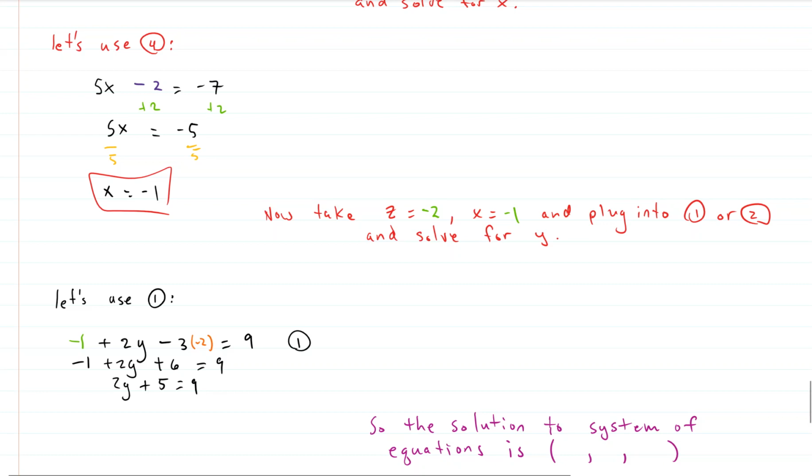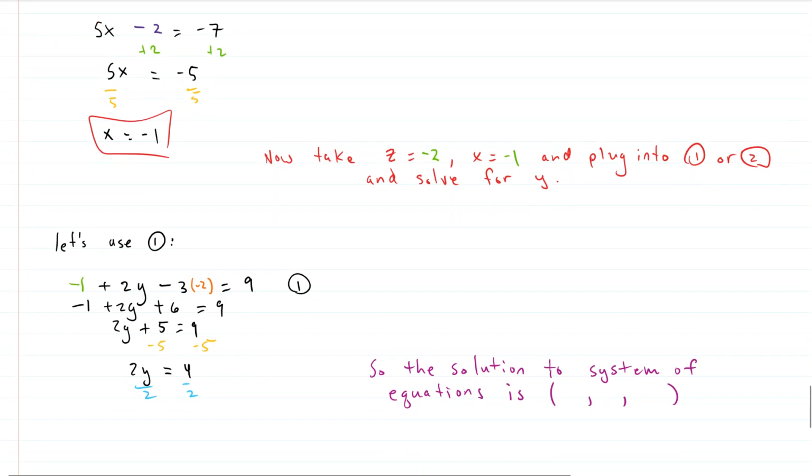What else can we do now? We've got to solve for y, right? So our next step should be to subtract 5 from both sides. It gives us 2y equals 9 minus 5, which is 4. And then divide both sides by 2, and we get y equals 4 over 2, which is just 2.